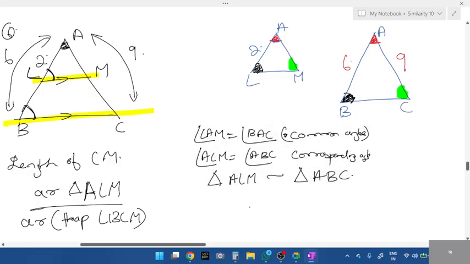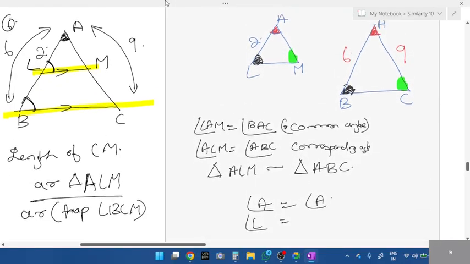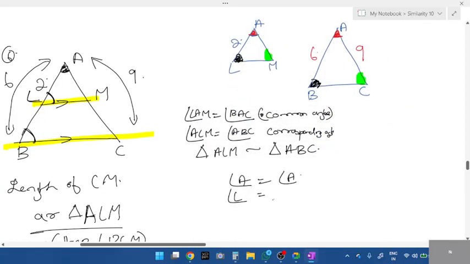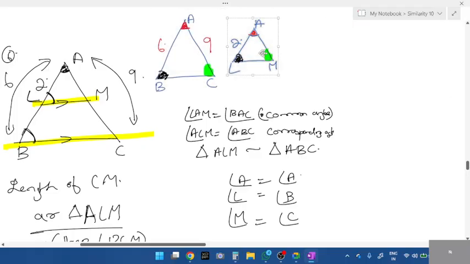Okay, if these three are equal, tell me the angles, students. Be quick. What are the angles equal? Angle A is equal to angle A. Next, angle L is equal to angle B. Next, angle M is equal to angle C. Right? Do one thing. Always take the bigger triangle on the left hand side. Keep it on the left hand side. It would be easy for calculation. Right hand side.